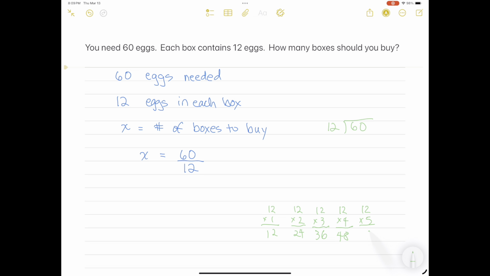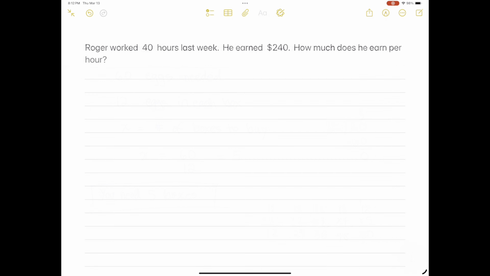So now I've reached my dividend, which was 60. So 12 times 5 equals 60, which means 60 divided by 12 equals 5. So x equals 5, or I need to buy 5 boxes, each of those boxes containing 12 eggs to get 60 eggs. I write that out. You need 5 boxes, and I box my answer.